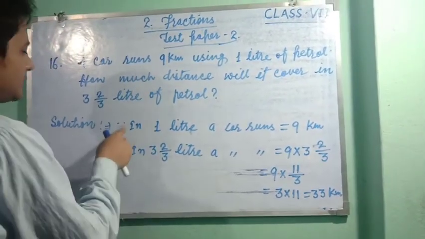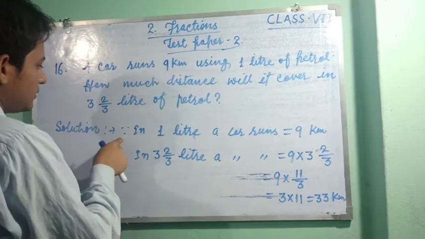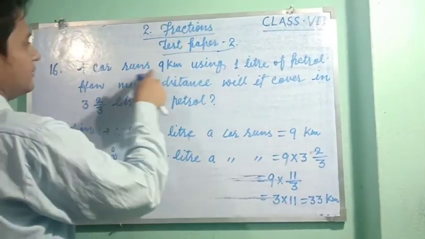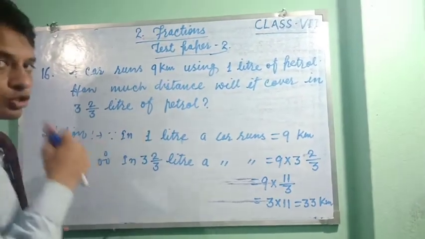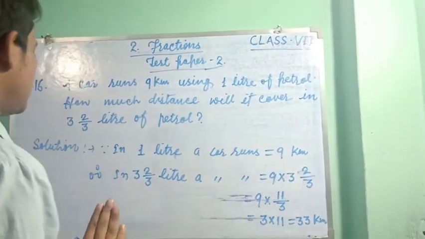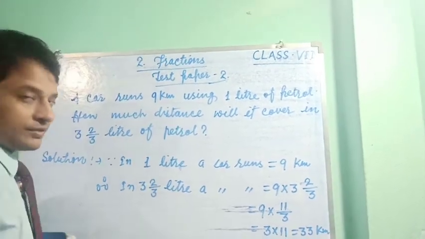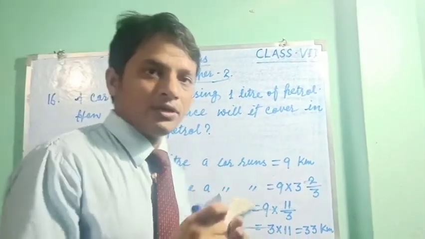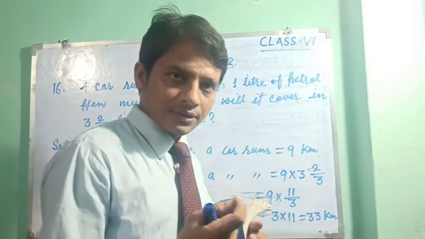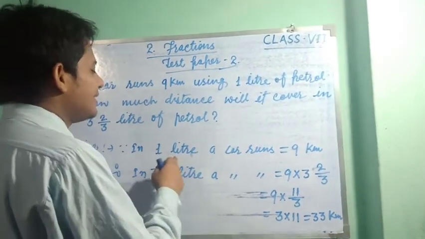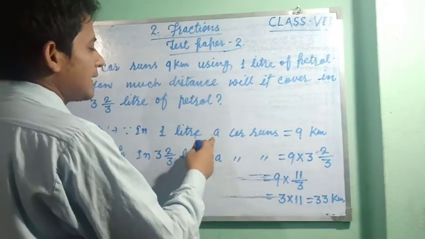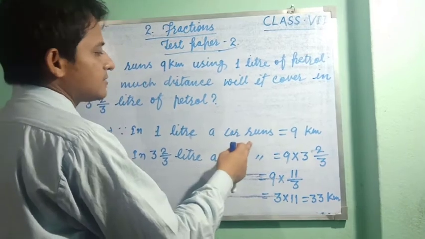See, first of all, write, according to the question, in 1 liter a car runs 9 km, because here it is written. This can be written from the question. In 1 liter a car can run 9 km. Now in 3 by 3 liters, that means 1 liter means 9 km, 2 liters means 9 into 2, that means we have to multiply. Suppose in 3 liters a car runs 3 multiplied by 9. Why? Because in 1 liter a car runs 9 km.